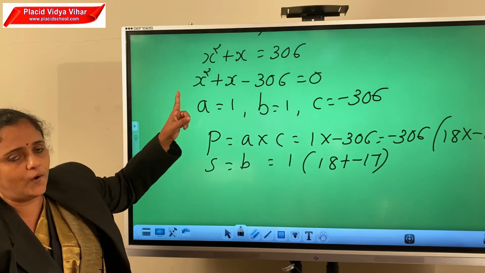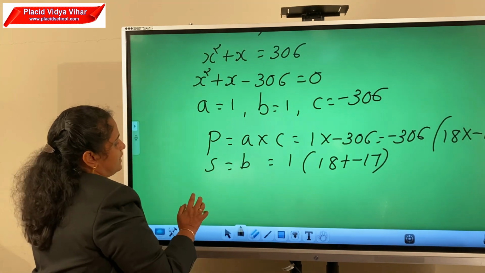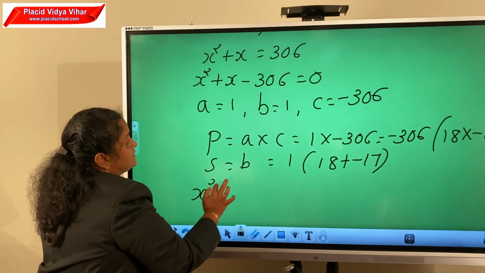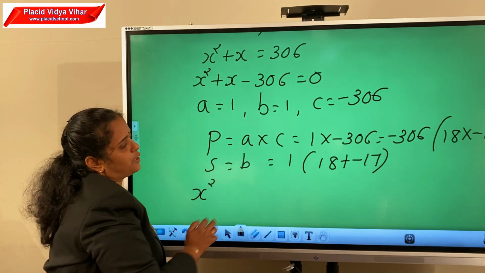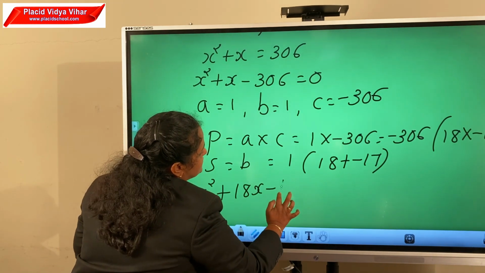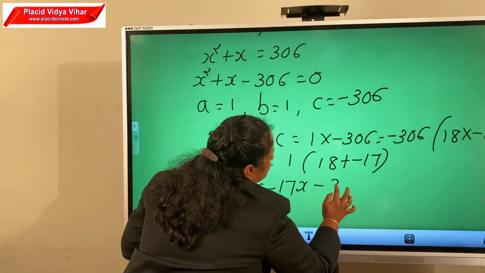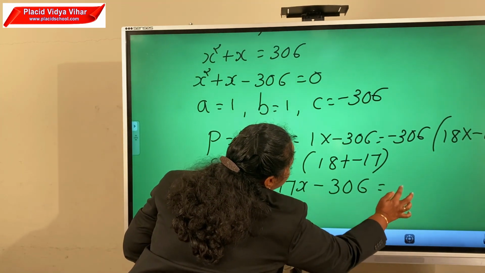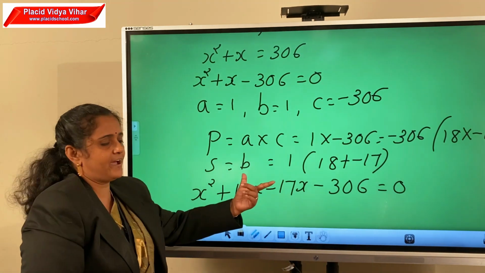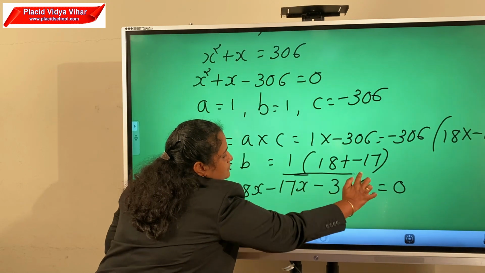Then we can split only the middle term. The first term and last term stay the same. We can write it as x square. The middle term x can be written as plus 18x minus 17x. The last term is also the same, minus 306 is equal to 0. Then we can factorize. We group the first two and last two terms.